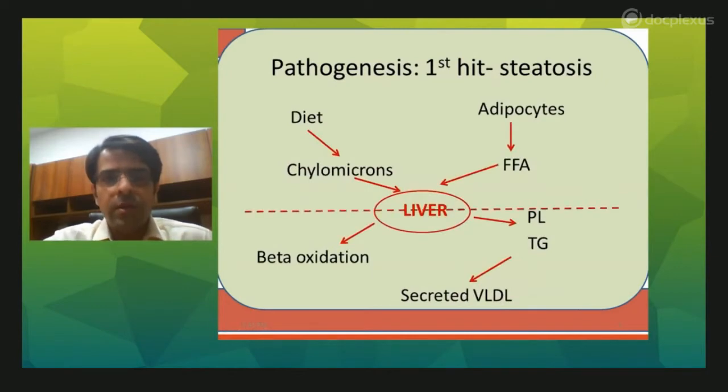Pathogenesis-wise, the first hit is formation of steatosis. If there is steatosis, then it will progress further. The liver gets inflow of the lipids through diet, through the adipocytes in the other parts of the body, the free fatty acids coming into the liver cells, which are then taken care of by beta oxidation or converting into phospholipids, triglycerides, and secretion by VLDL. If there is an imbalance in the inflow of these fatty acids to the liver and the outflow as the liver uses them, the fat gets accumulated and causes steatosis.